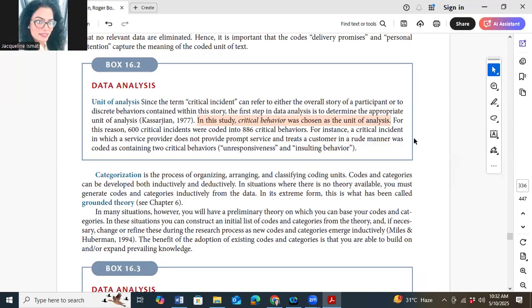For instance, a critical incident in which a service provider does not provide prompt service and treats the customer in a rude manner was coded as containing two critical behaviors: unresponsive and critical behavior.